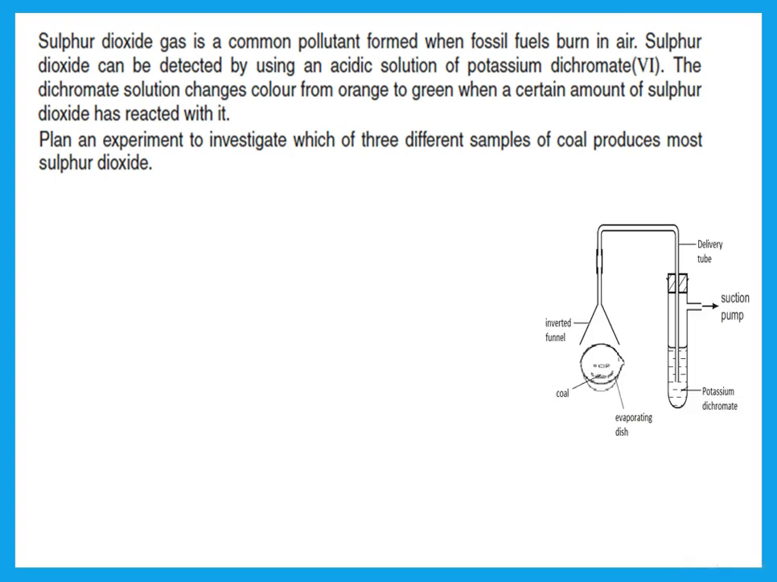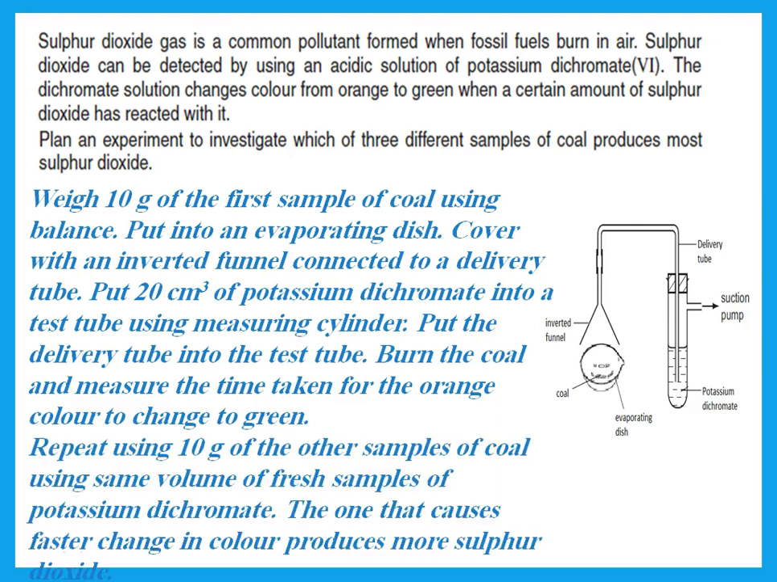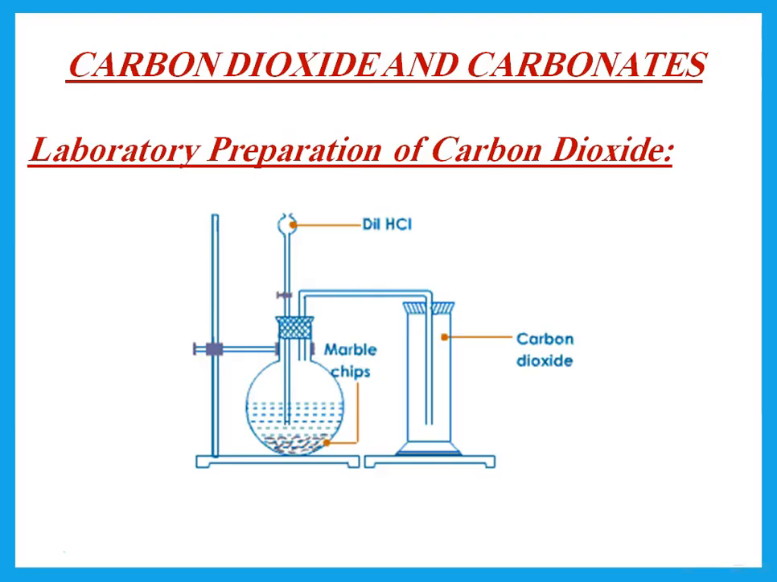So in this case, I'm going to have a setup like this. I weigh 10 grams of the first sample of coal, put it into an evaporating dish, cover with an inverted funnel connected to a delivery tube, and the delivery tube goes into a specific amount of potassium dichromate. Put the delivery tube into the test tube, burn the coal, measure the time taken for the orange color to change to green. And then I repeat with 10 grams of the other samples of coal using the same volume of potassium dichromate. The one that causes the faster color change has more sulfur dioxide.